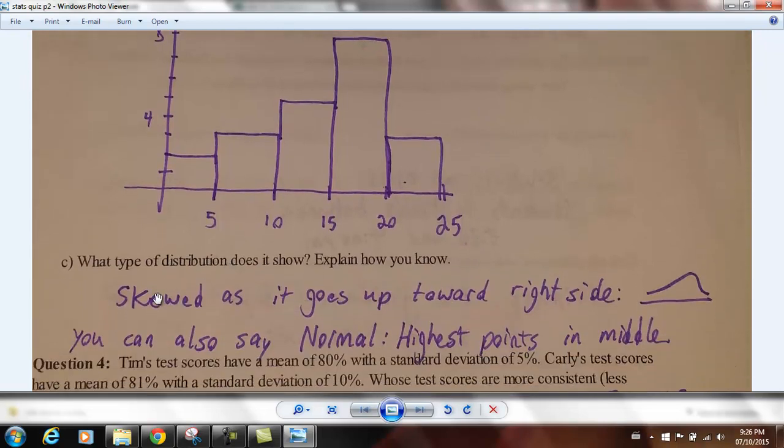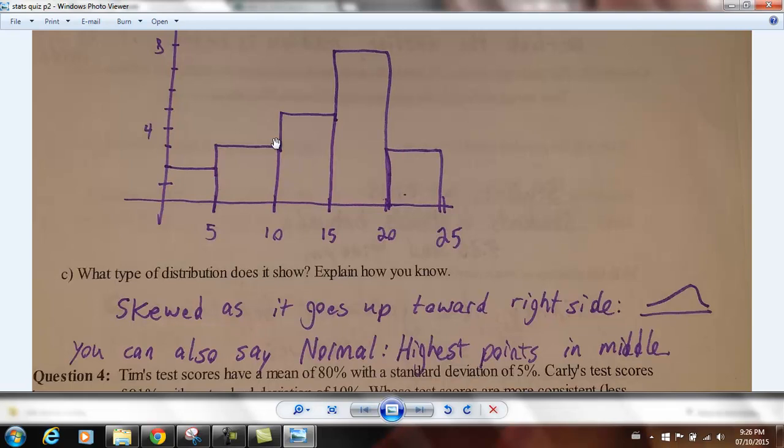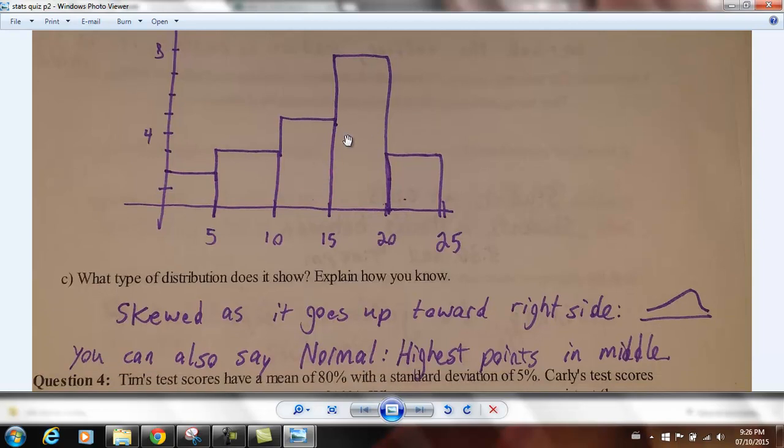Type of distribution, we're looking for skewed, normal, or bimodal. You can make the argument that it's normal because it kind of goes up in the middle, but I would think that 10 to 15 would have to be the highest peak. Since there's only 5, I'm going to say that since the 4th one's the highest, that it is skewed as it goes up more towards the right side.